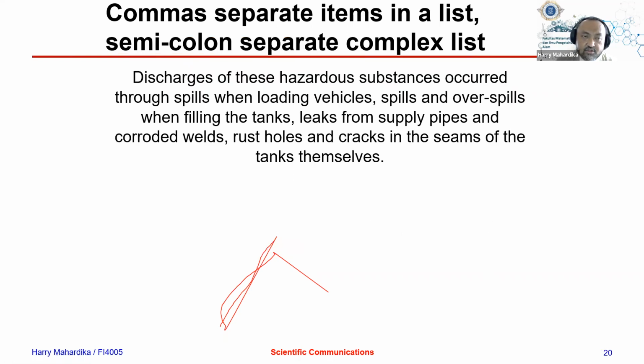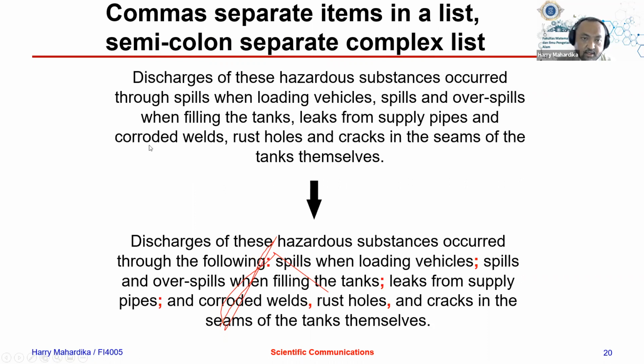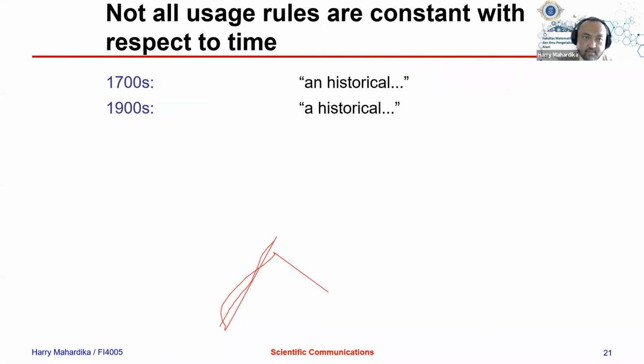And then the usage of commas is also to separate items in a list. Semicolons separate a complex list. So for example, instead of writing the sentence like this one, it becomes like this. Okay, here we use colon, semicolon, and also commas in the same sentence. Okay, not all usage rules are constant with respect to time.